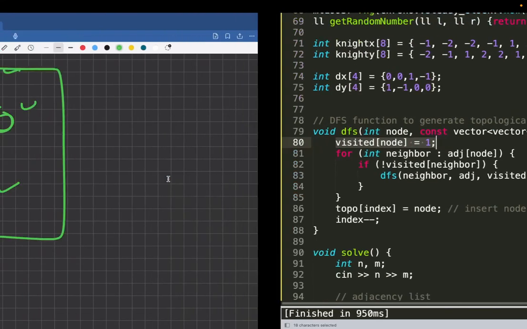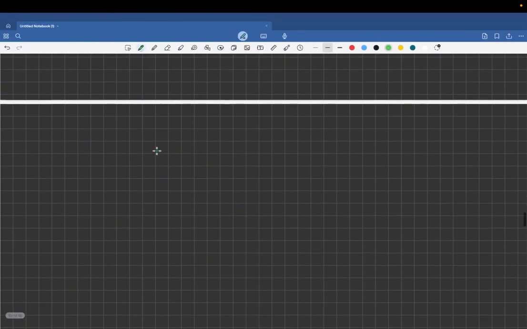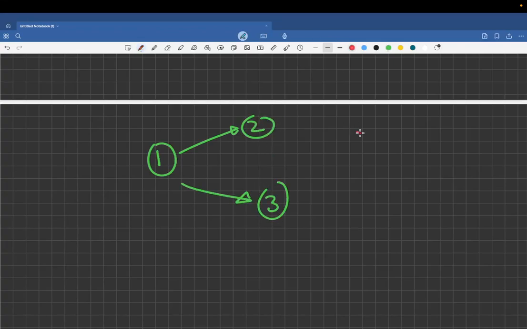Like see, I will give you an example. Let's suppose this was the graph I had. This is node 1, this is node 2, and this is node 3. So currently my index value is n-1. So basically the n value is 3, so currently my index value is 2. Okay.